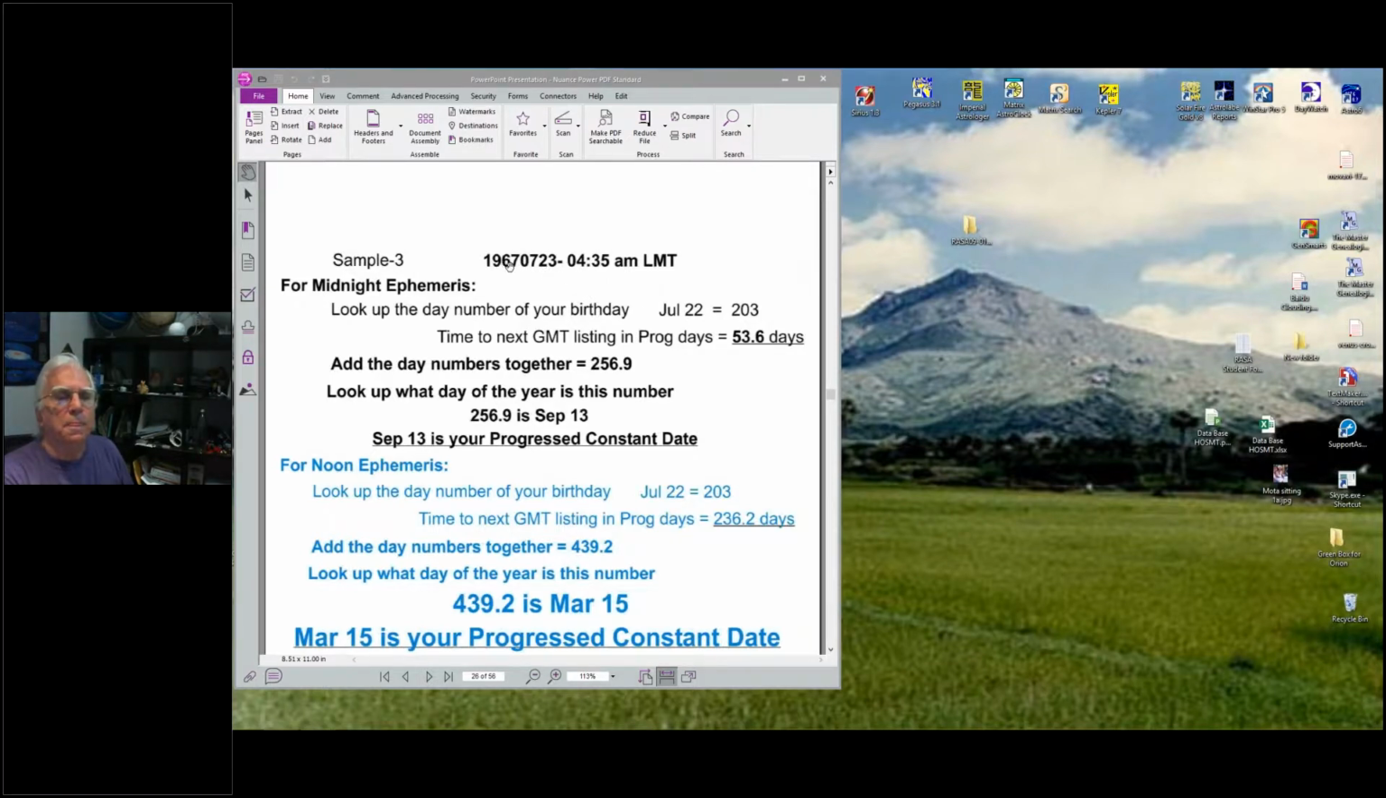No, we're looking at the GMT. On the GMT it's the 22nd. What happened here? 8 a.m. Yes, the GMT for that is still the 22nd, 203, and 53.6 days to the next listing and progressed days. You add them together, you get day 256.9. You look up that day, September 13th is the progressed constant date. If there was an error in here ever, it'd be this little thing is one day out, but it's not enough to make a big difference in how you're going to work with the ephemeris. But September 13th is here.